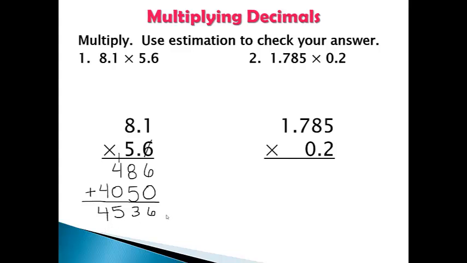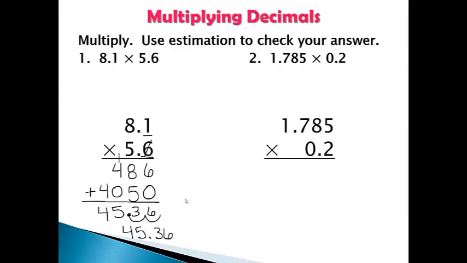Now we need to figure out where the decimal is going to go. We're going to look at our original problem, and we want to see how many digits we have after the decimals. So for 8 1/10, we have one digit after our decimal. And for 5 6/10, we have one digit after the decimal. We're going to add these decimal places up. So 1 plus 1 is 2. So now to place our decimal, we'll start at the end. So we'll start on the right-hand side, and we'll go up 2 places to the left. So 1, 2, and then we place our decimal. So our answer is 45 and 36 hundredths.